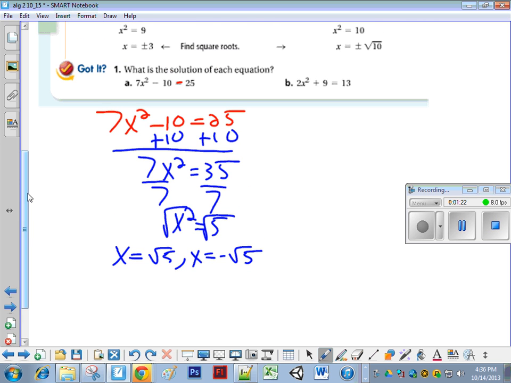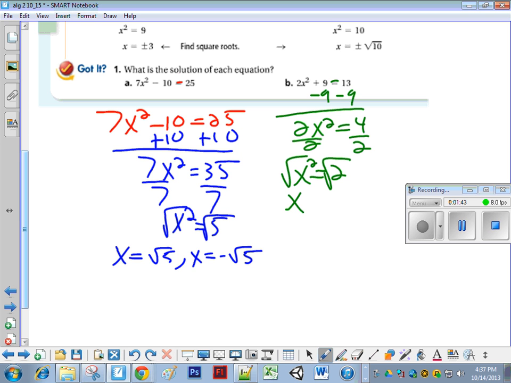Here's another example. 2x squared plus 9 equals 13. So I'm going to subtract 9 from both sides. Now I have 2x squared equals 4. Divide by 2, divide by 2. X squared equals 2. Square root both sides. X equals the square root of 2, comma, x equals negative square root of 2. That's a good start for basic square roots.